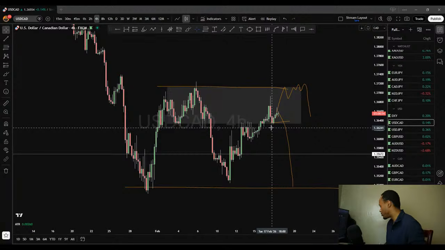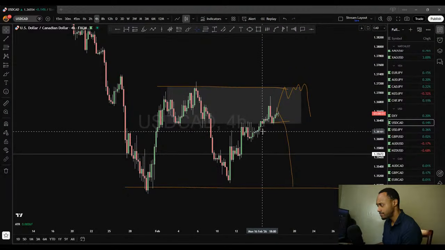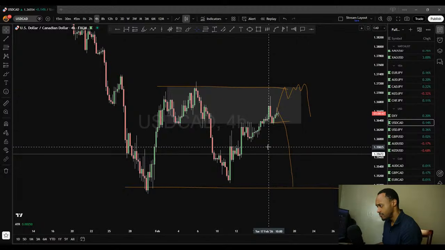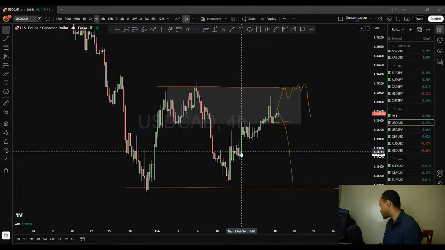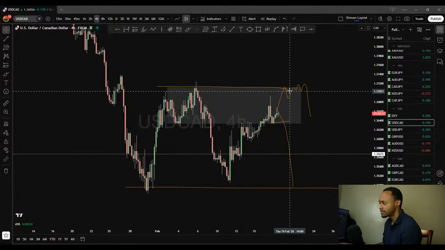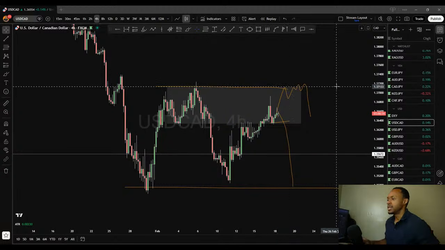Retest 1.356. 356, that's around here. A bit late to the party. Wait and see how it reacts around 1.3722. Okay, at the high there.